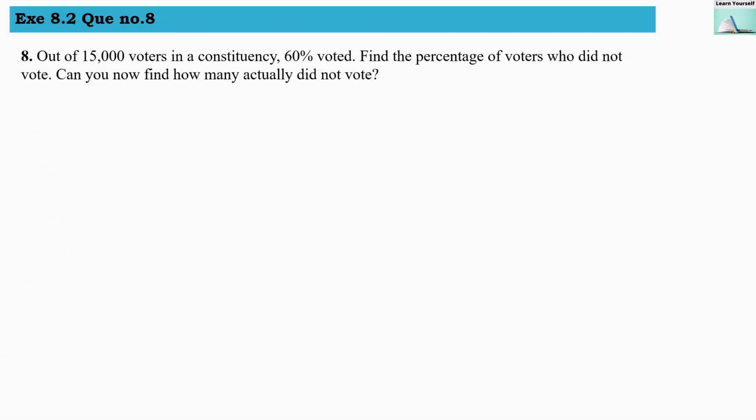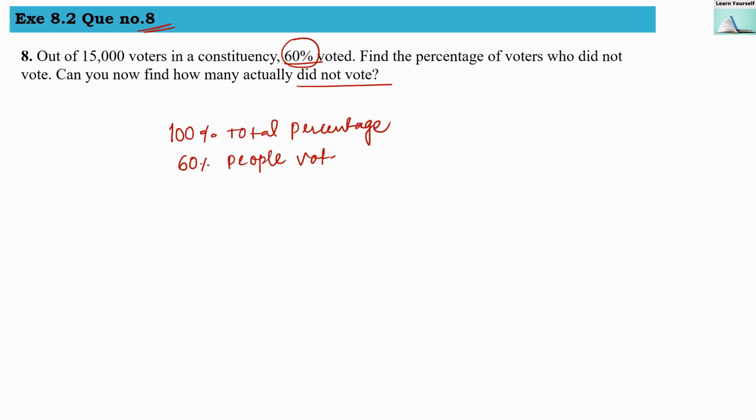Exercise 8.2, question number 8. Out of 15,000 voters in a constituency, 60% voted. Find the percentage of voters who did not vote. Can you now find out how many actually did not vote? So the percentage is 100%. Out of that, 60% have voted. When we subtract this, the number we get is the percentage of people who did not vote.